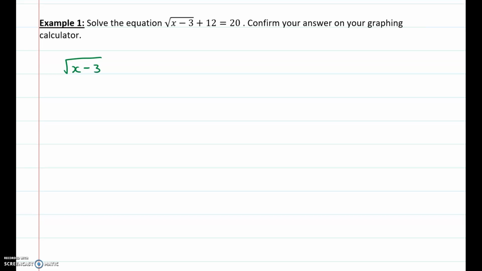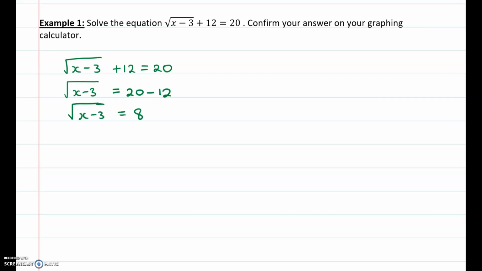So the square root of x minus 3 plus 12 equals 20, and if you've been watching these videos, you'll know that I like to ask myself, what's on the wrong side? Well, if I want to get the square root on its own, then the plus 12 is on the wrong side. Move that across, subtract it, whatever way you like to think about this. So you can subtract the 12 from both sides, or you can move the 12 across and change its sign if you prefer to do it that way. So this gives you the square root of x minus 3 is equal to 8.